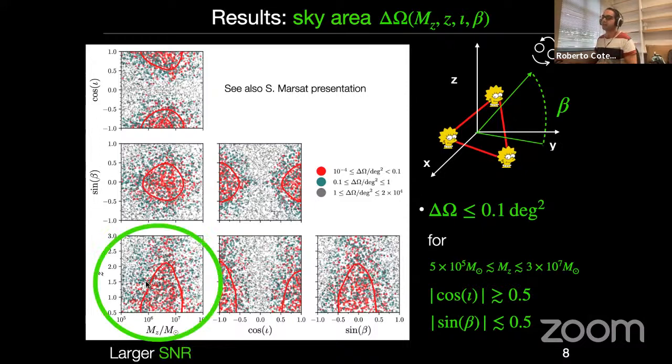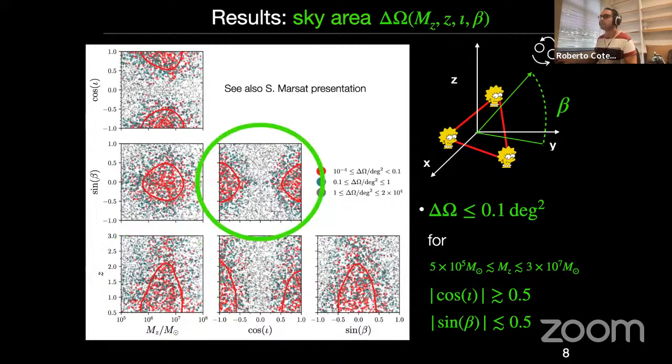Here, we have that, yes, there is an effect of the SNR in the MZZ plane. You can see that the best measured system has an uncertainty of smaller than 0.1 square degrees when the SNR is largest. But the most important dependency is what Sylvan was discussing before, the declination angle, defined as here. The declination angle is with respect to the LISA reference system at merger and the inclination of the binary. And in fact, you see that this is a very good predictor of how well you can measure the sky position of the system.